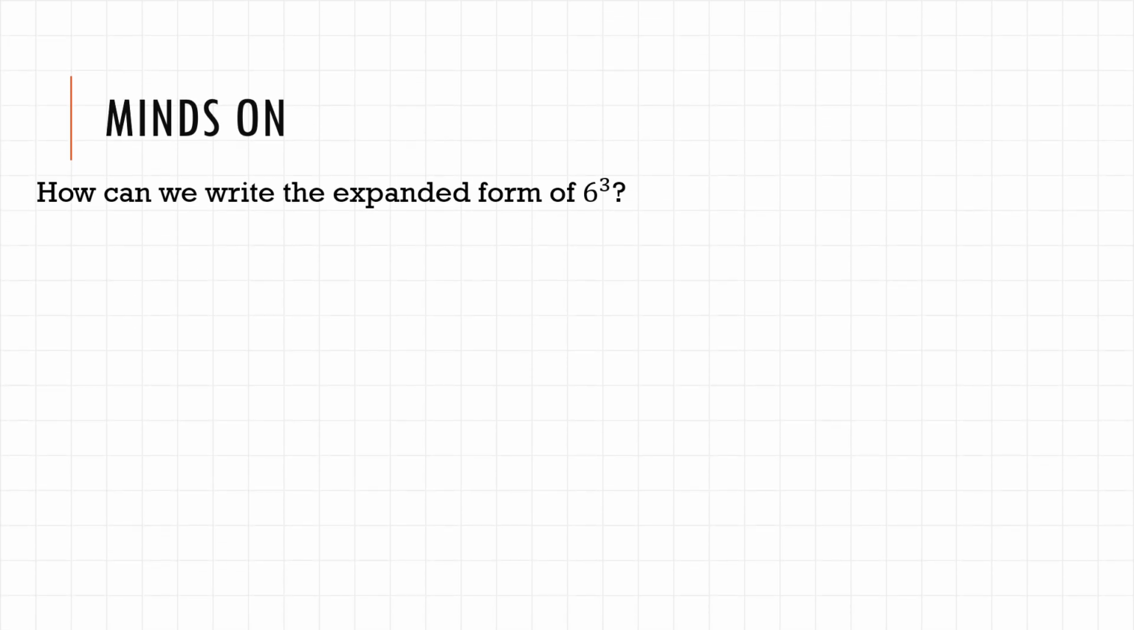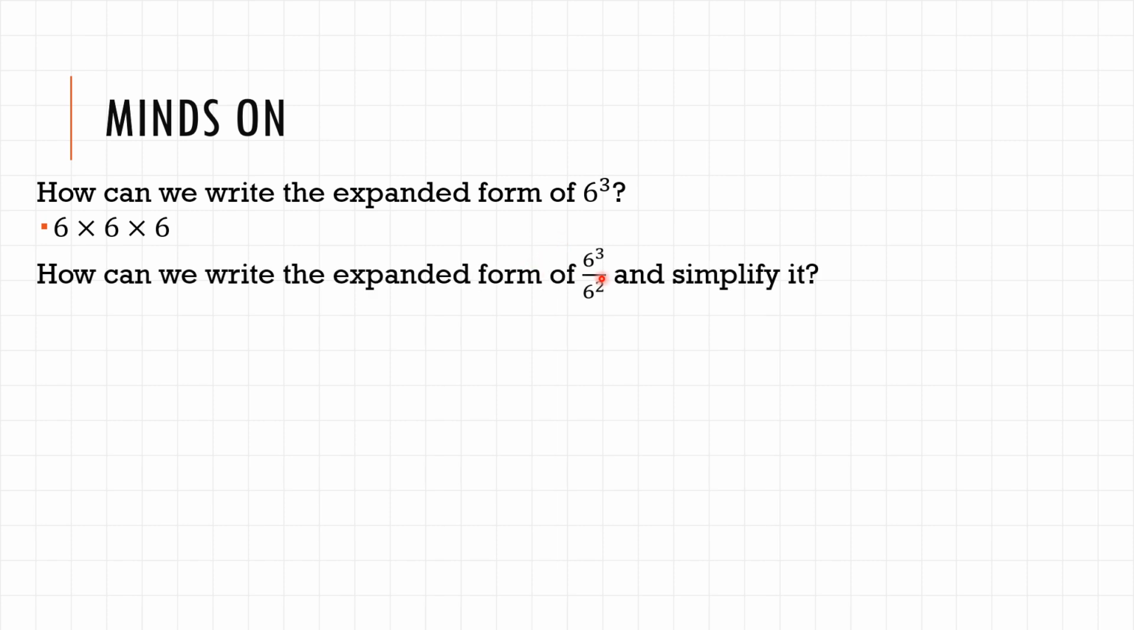To get ourselves started here, let's think about this question. How can we write the expanded form of 6 to the power of 3? That's pretty easy, right? That is just 6 times 6 times 6. Well, what if we have a fraction, 6 to the power of 3 divided by 6 to the power of 2? What does the expanded form of this look like? And then can we simplify it from there?